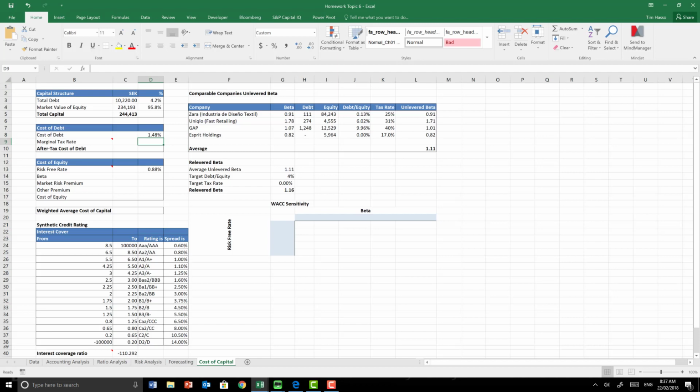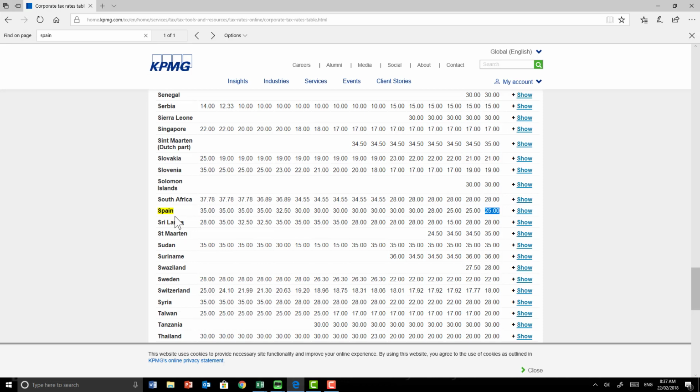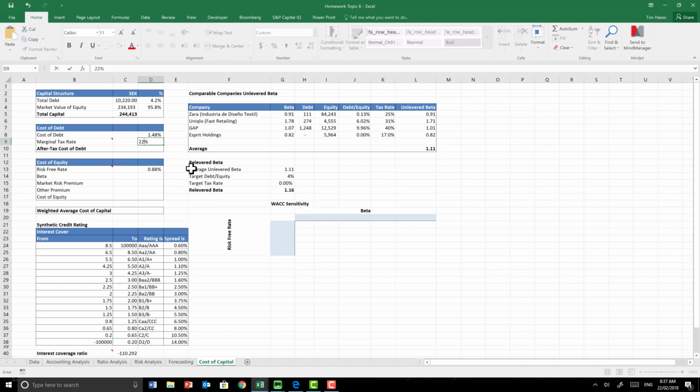Now, the marginal tax rate for H&M is again something we can grab from the KPMG tax table. For Sweden, I can see that the tax rate is 22%. So the marginal tax rate is 22%, which means that the after-tax cost of debt is my cost of debt multiplied by (1 minus the marginal tax rate) because interest expenses are tax deductible. So it's about 1.15%.